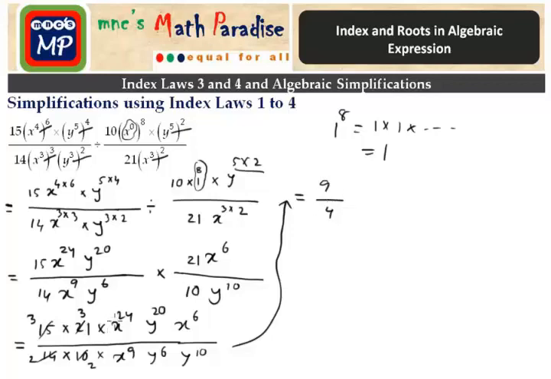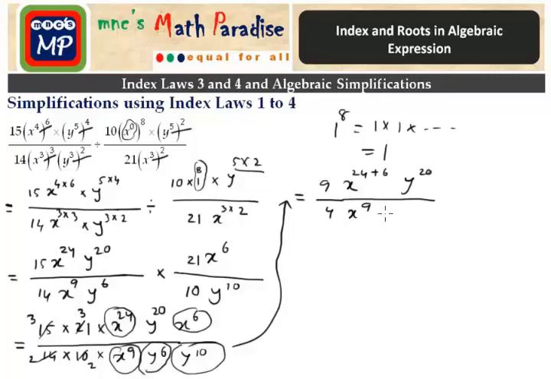And then if we take all these x's, this x, this x and this x, what will happen? These two x are multiplied, so we will get x to the power 24 plus 6 using index law 1, when the base is same and they are multiplied, and y to the power 20 will remain as it is. In the bottom, x to the power 9 will remain as it is because there is no other x, but these two y are multiplied, so using index law 1, it will be y to the power 6 plus 10.